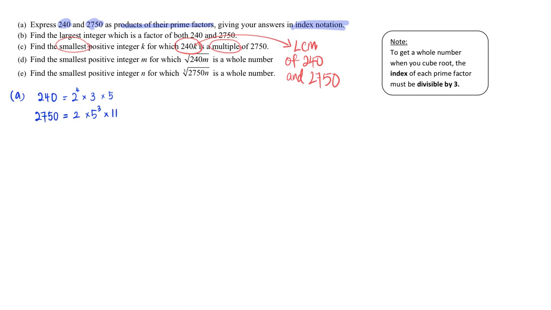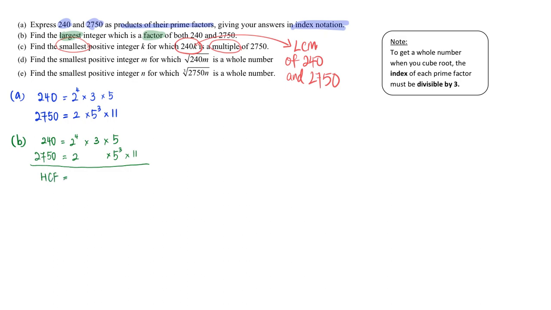Part B requires us to find the largest integer which is a factor, and therefore we are actually looking at the highest common factor for 240 and 2750. For this particular question, if I list this out quickly, then we just need to find the HCF.